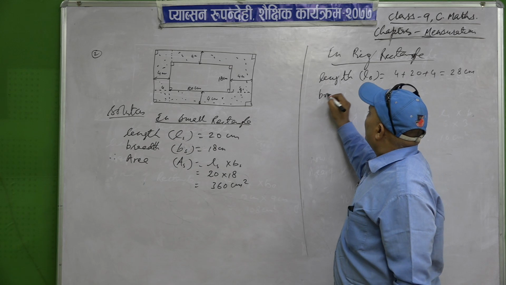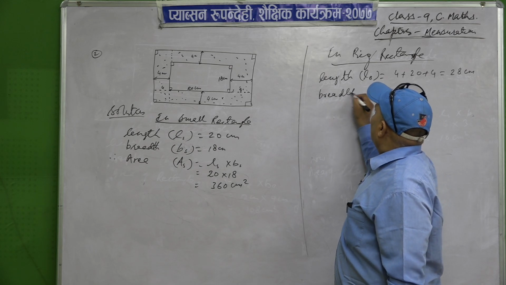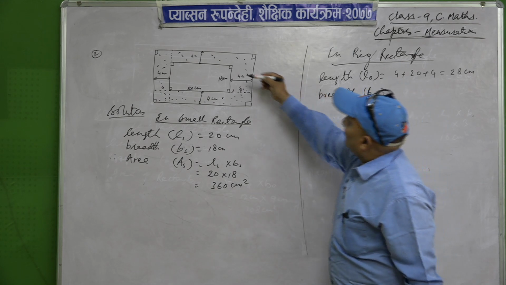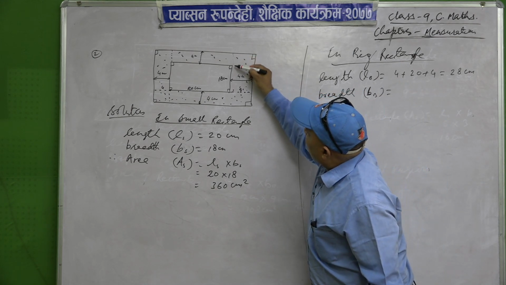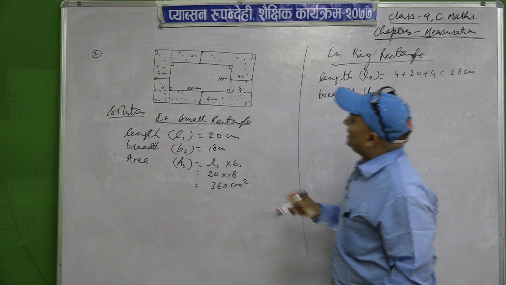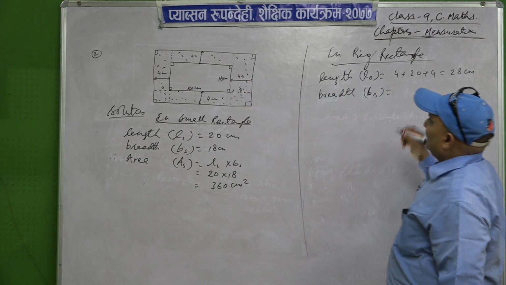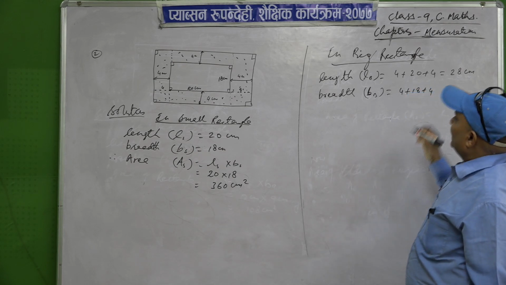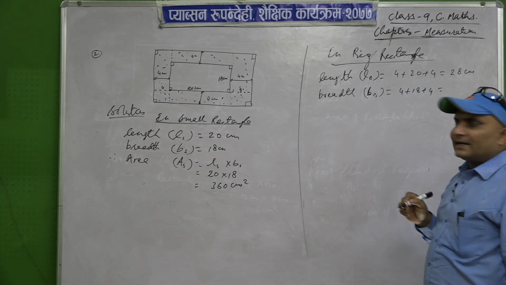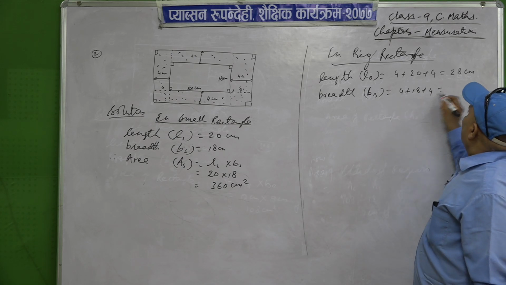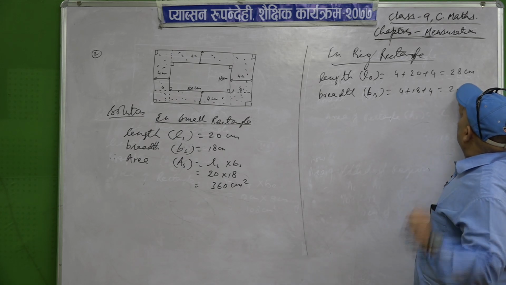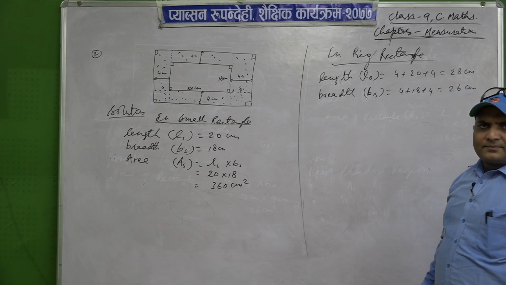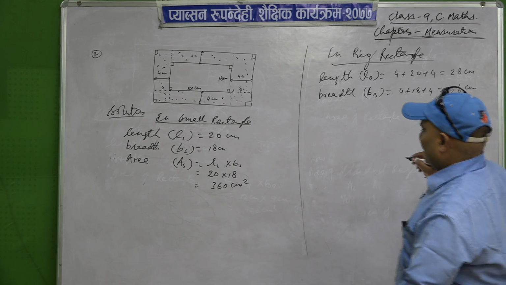Similarly, breadth B. If we add this part and this part, we will get the breadth of the big rectangle, that is 4 plus 18 plus 4. What will it be? 26 centimeter. Okay.